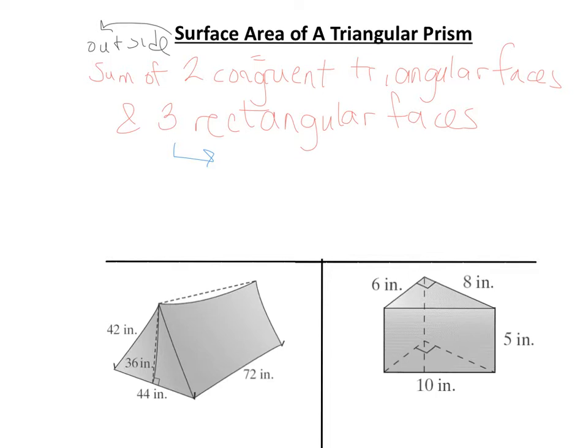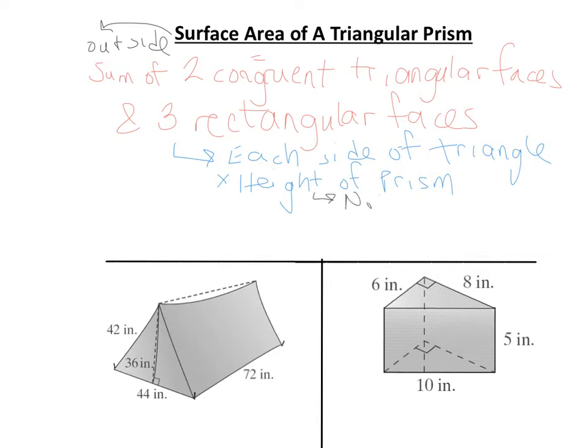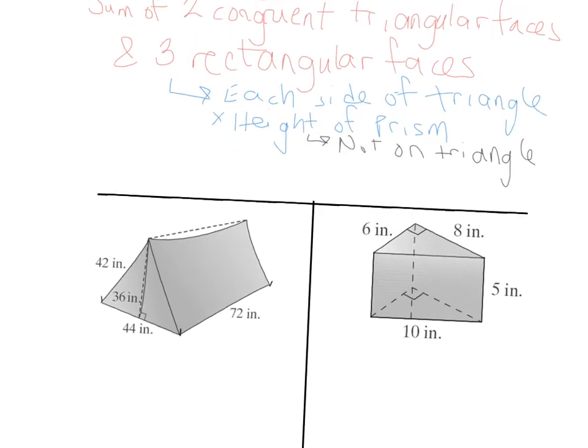The first thing you have to note is you're going to take each side of the triangle and you're going to multiply by the height of the prism, meaning the side that's not on the triangle. And this is what students struggle with the most. So I'm going to try and hopefully make this as easy to understand as possible.